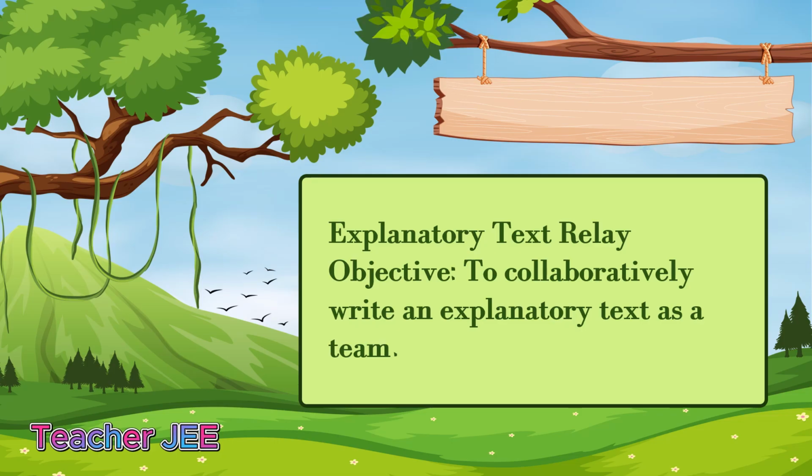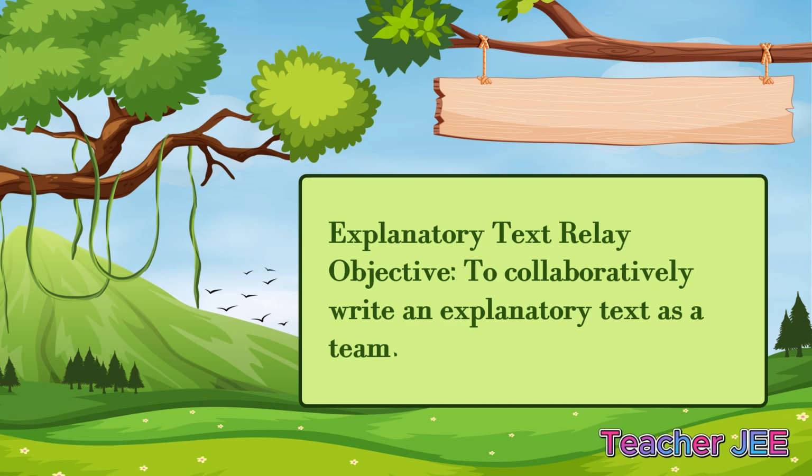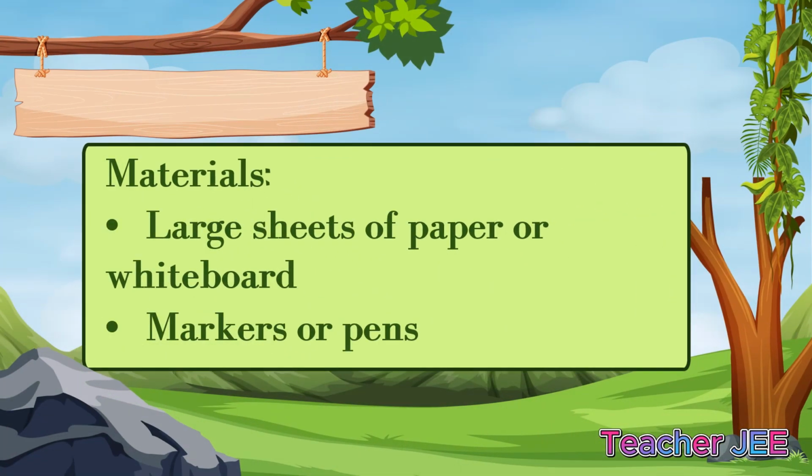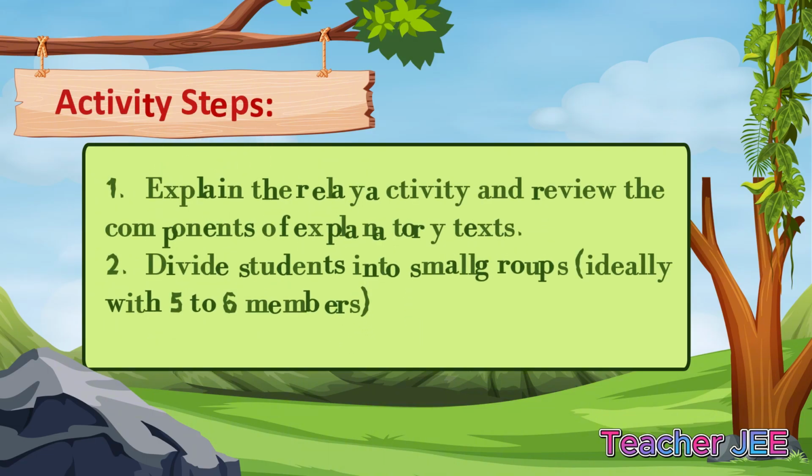Explanatory text relay objective. To collaboratively write an explanatory text as a team. Materials: large sheets of paper or whiteboard, markers, and pens. Activity steps. Step 1. Explain the relay activity and review the components of explanatory text. Divide students into small groups, ideally within 5 to 6 members.